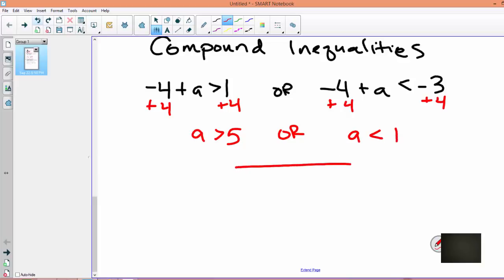So then you make your exciting number line. You go to 5. You make an open circle with an arrow to the right. You go to 1. You make an open circle with an arrow to the left. That is your solution. Both of the open circles with the arrows in opposing directions. Now, if that word said "and", it would be no solution. But the word says "or", so that is your solution.